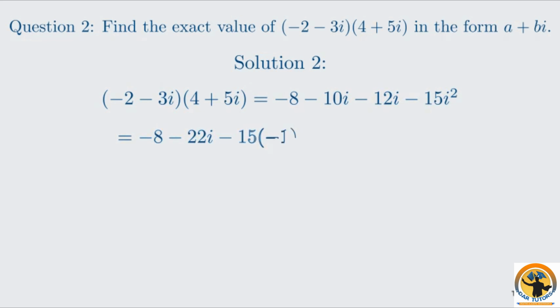And we substitute negative 1 for i squared. This gives us negative 8 minus 22i minus 15 times negative 1, which is negative 8 minus 22i plus 15. Collecting the real and imaginary parts, negative 8 plus 15 is 7. The imaginary part remains negative 22i. The final product is 7 minus 22i.